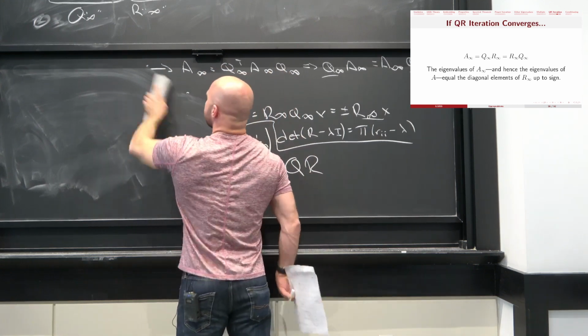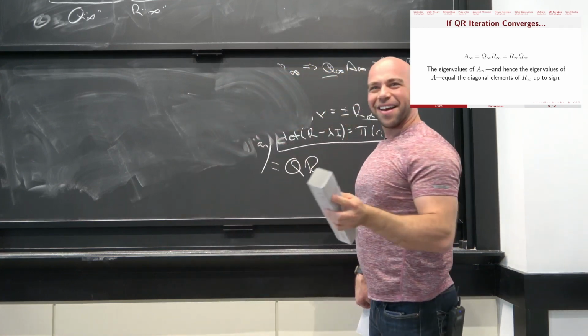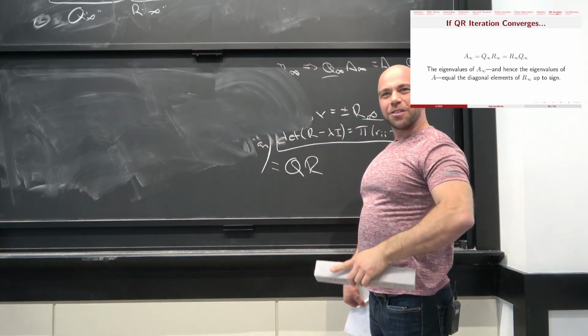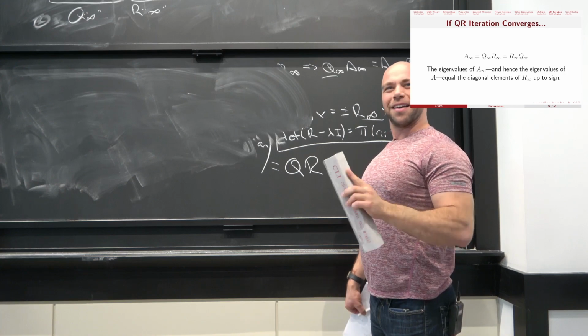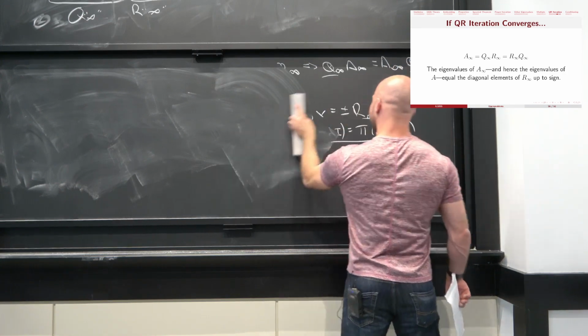At least when A is symmetric and has no repeated eigenvalues, we're going to justify that actually R is not going to converge just to something upper triangular. It's going to converge to a diagonal matrix of eigenvalues. Okay, so let's do that.